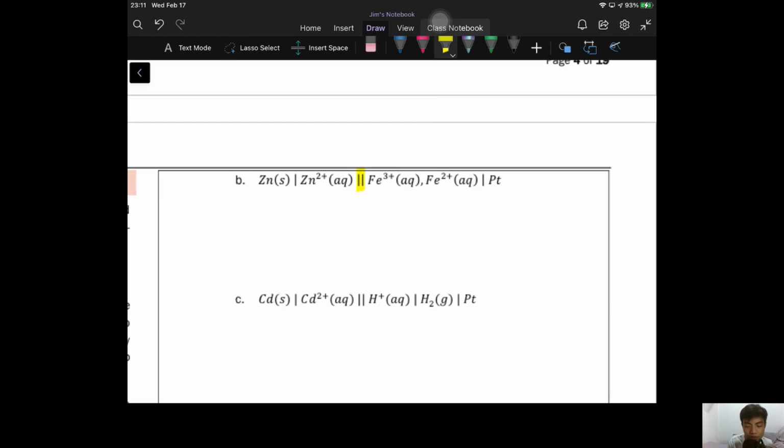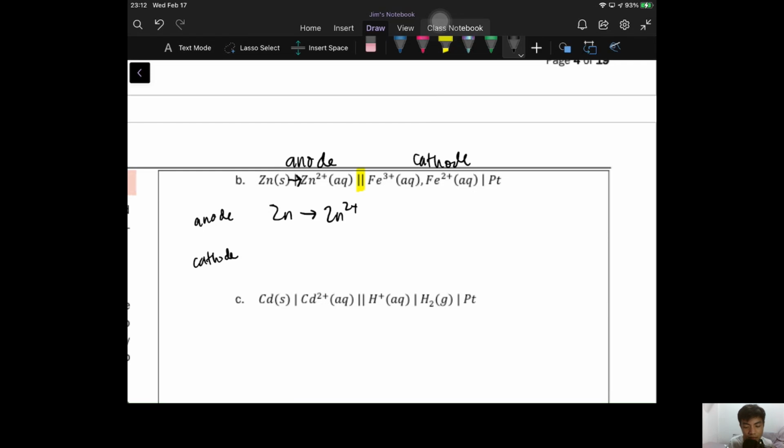Again, ito yung salt bridge. Huwag mo papansinin yan. Nasa left side yung anode, nasa right side yung cathode. Okay? So, paano mo kukunin yung half equation sa anode? Yung single line, gawin mong arrow. So, that will be Zn to Zn2 plus. Yan yung anode mo. How about yung cathode?